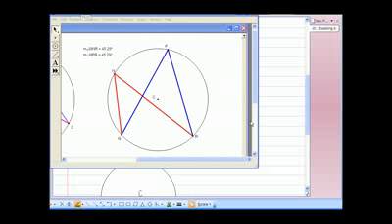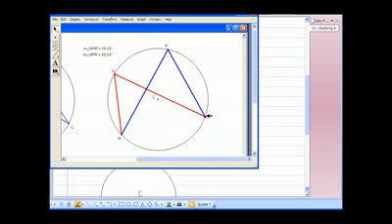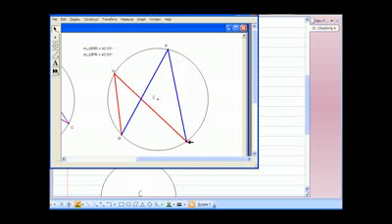Take a look at this example here. So we have arc MR and two inscribed angles, angle MNR and angle MPR, subtended from that same arc. Now take a look at these measurements here. So if I shift around point R, and even while those angles are changing, they are always equal.